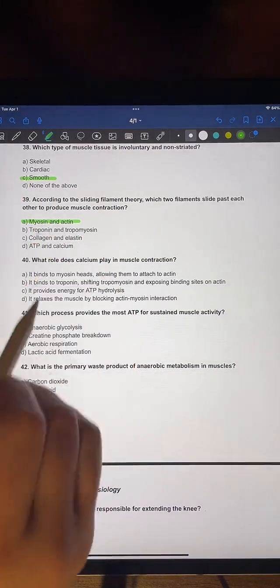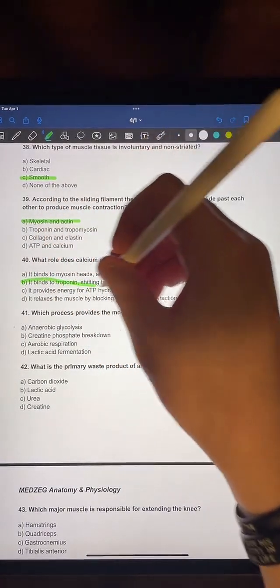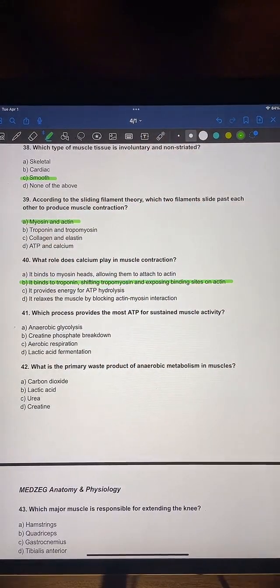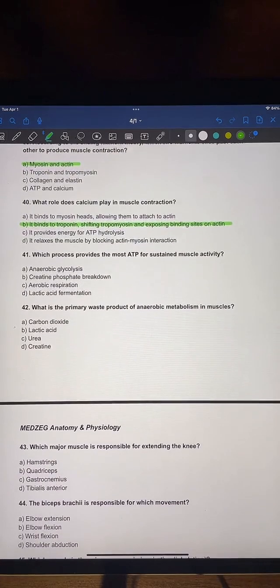Question 40 is B. It binds to troponin, shifting tropomyosin, which exposes binding sites on actin. This is what allows the myosin heads to attach to the actin and pull it to the center of the sarcomere, or the M line. So that's going to allow our muscle contraction.